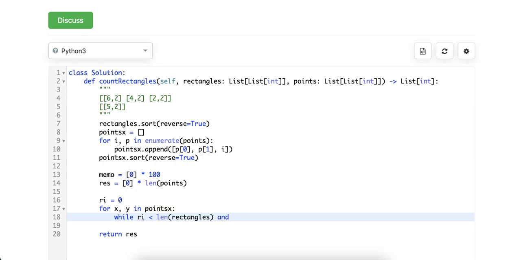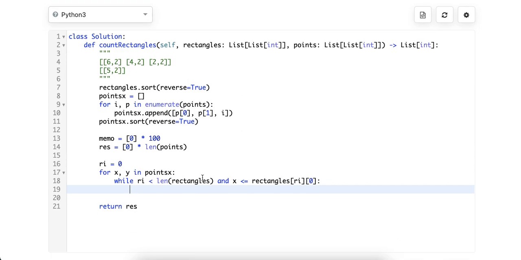And then we need to check that we only going to start filling in the memo, calculating everything, when the x is less than or equal to the rectangle Ri's x point. If this is true, we're going to calculate for all possible points in the rectangles.